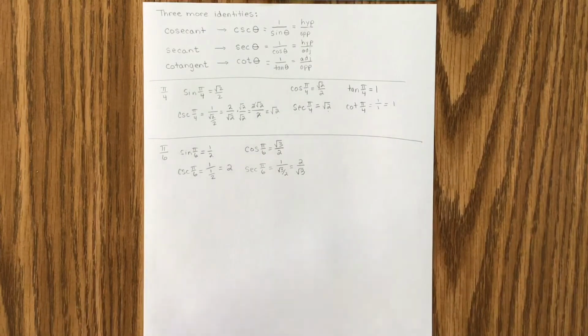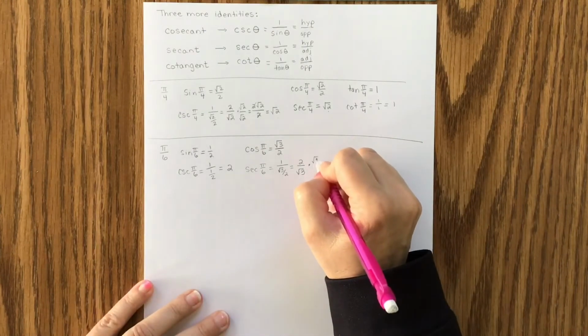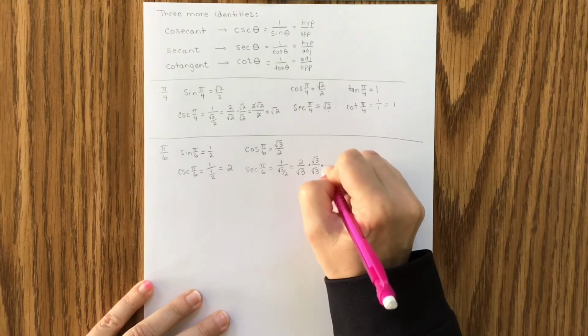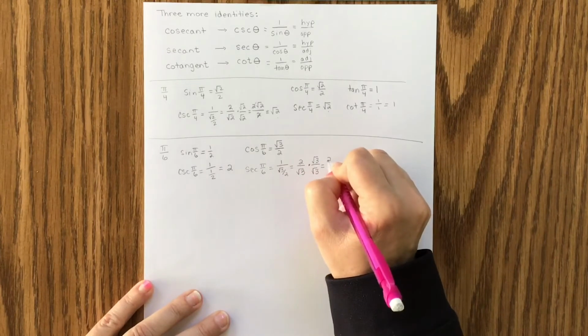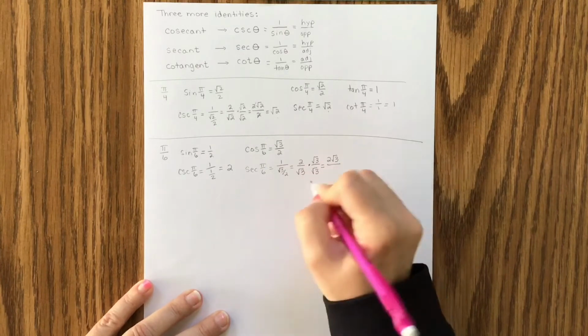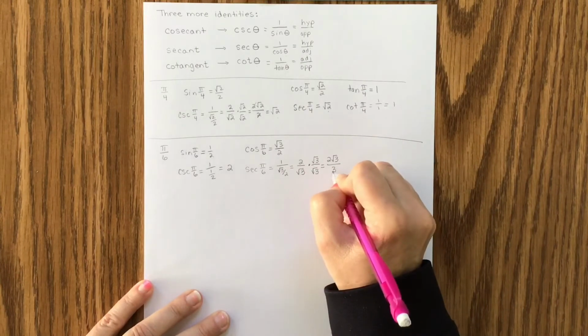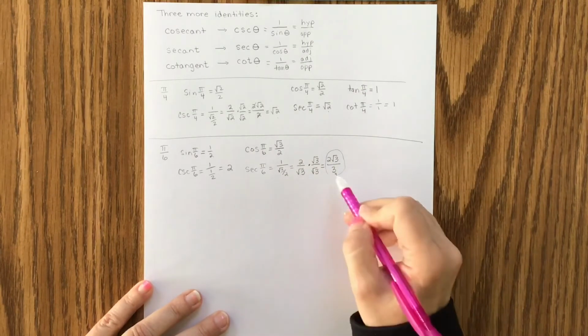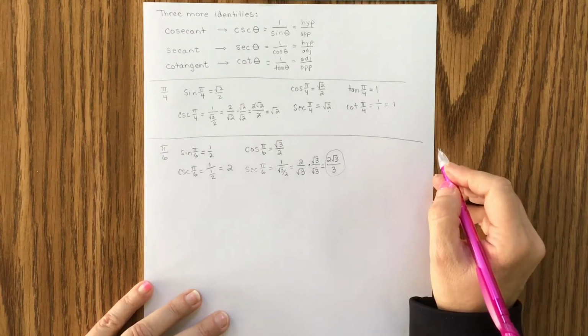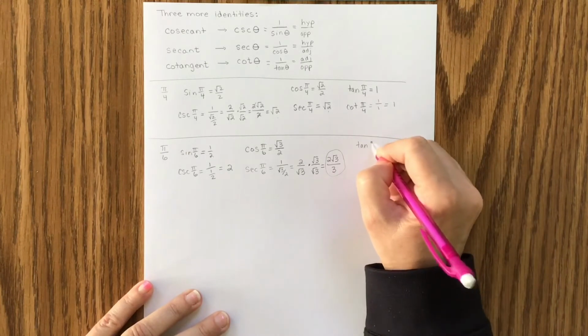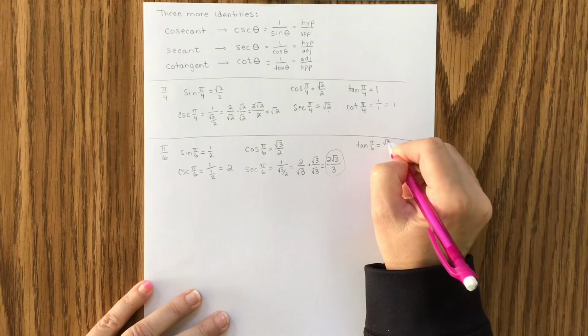Now that we'll have to rationalize. So I'm going to multiply top and bottom by root 3. When you multiply across, you get 2 root 3. When you multiply across, you get a 3. The secant of pi over 6 is 2 root 3 over 3. The tangent of pi over 6 is root 3 over 3.